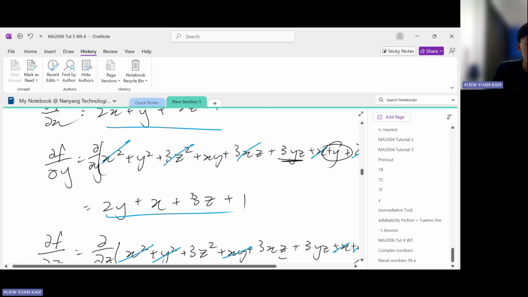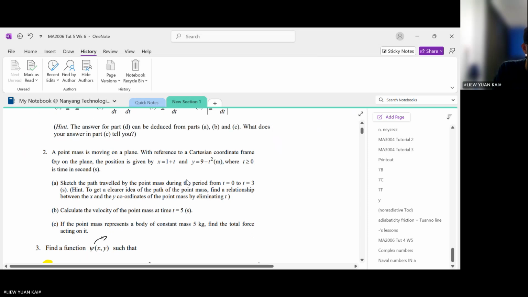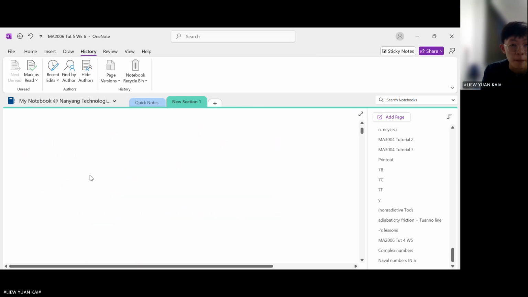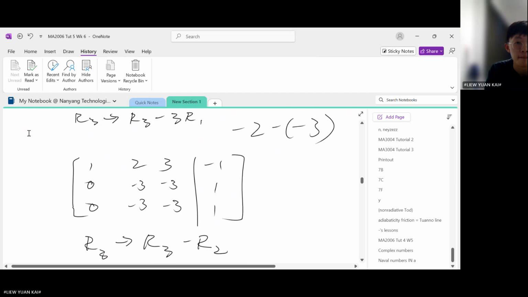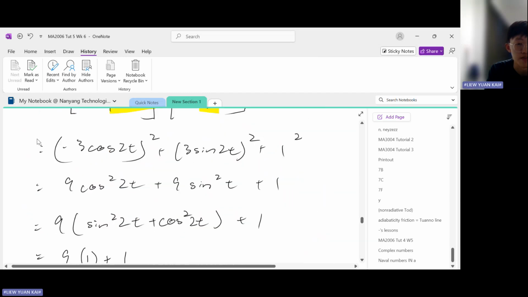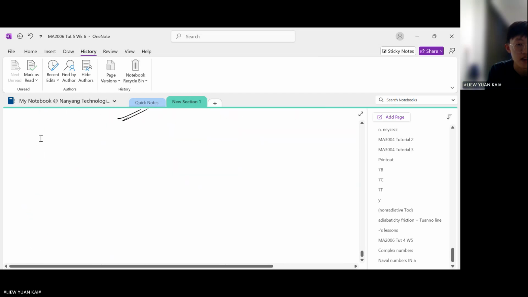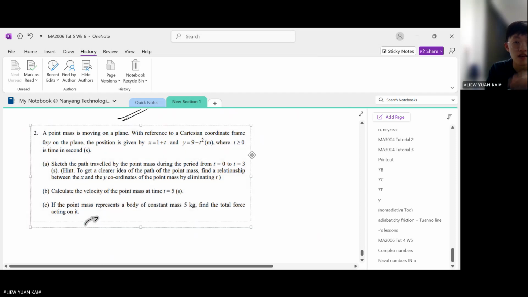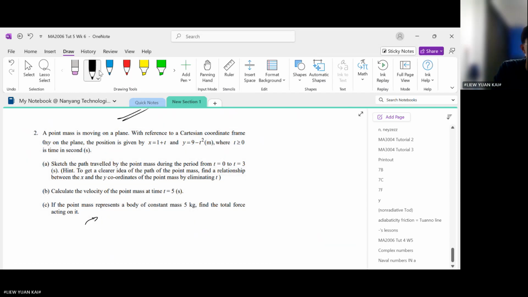Let's go to question 2. Question 2 is very simple. So I'll go through this very quickly. Okay, so a point mass is moving on a plane. It means the x and y coordinates. Given that the x coordinate is given by this, y coordinate is given by this, where time is equal to this. Okay, sketch the path travelled between 0 to 3 seconds.